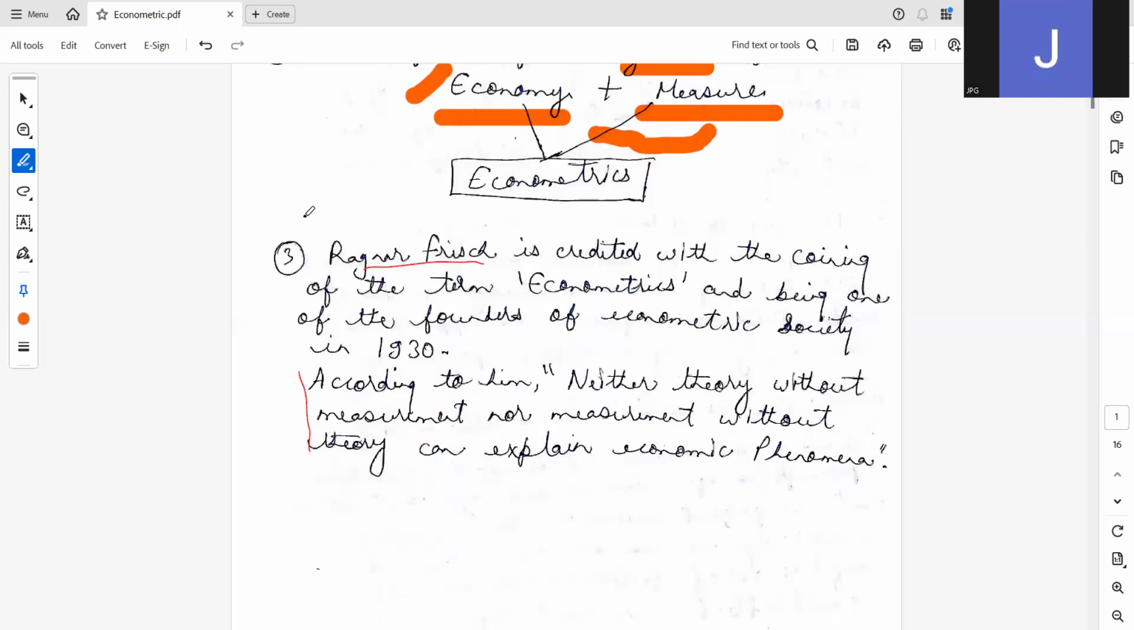Now, who was the person who coined the term econometrics for the first time? We see that it was Ragnar Frisch, just the way he coined micro and macro for us. Similarly, he was the one who coined this term econometrics, and he became one of the founders of the Econometric Society.